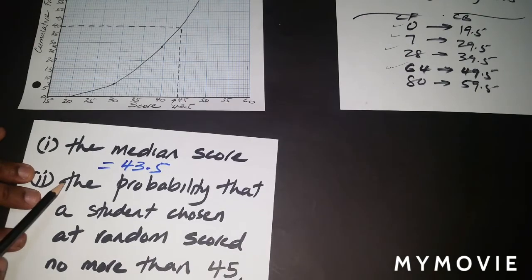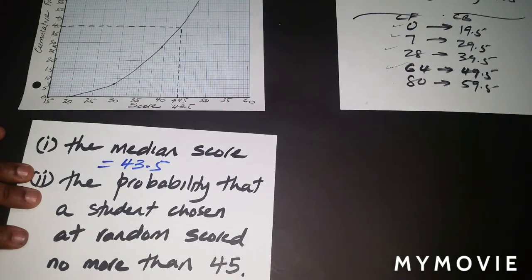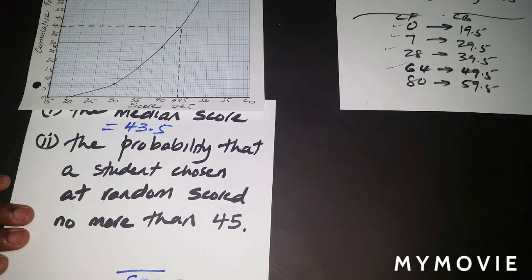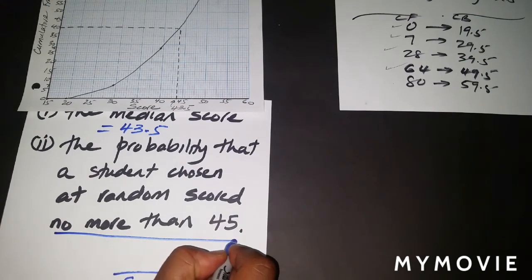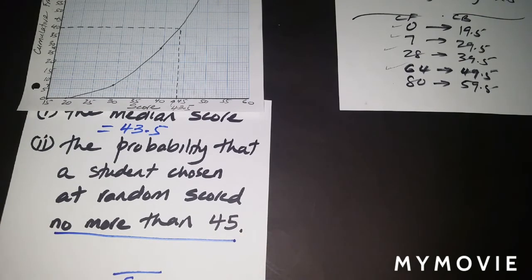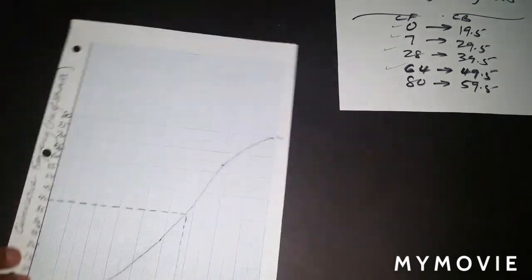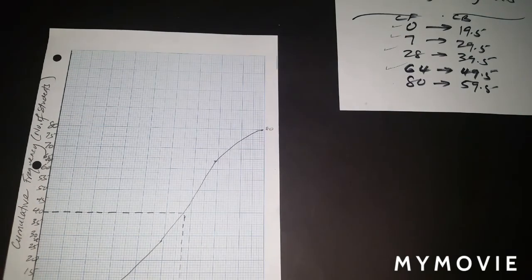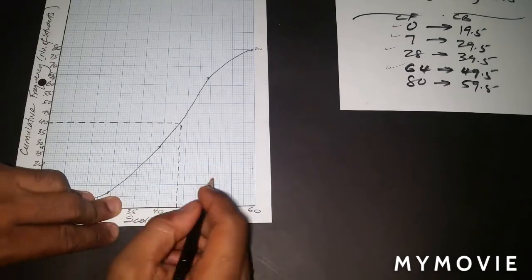All right, and the last one says, the probability, which should be in fraction form, that a student chosen at random scored no more than 45. Now for the probability, obviously it's 80 students, so 80 goes there, and the top is what we need to find. But it says no more than 45, so it could be 45 or less. He or she could have scored 45 or less. So we need to find 45, which is here.